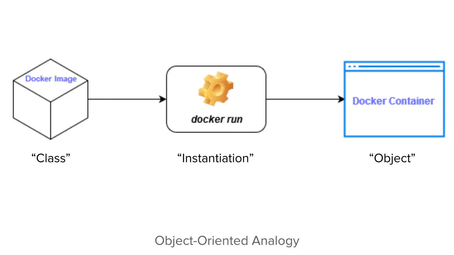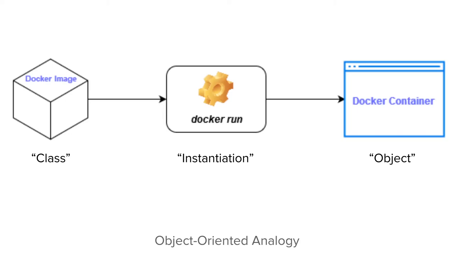A really good way of explaining how Docker works is with classes and objects. In Docker, there are two fundamental components, which are the image and the container. The image you can think of as the class. It has all of the dependencies and files that you need to run an app. But then when you use the Docker run command, you take that image and instantiate it with the parameters that you provide it.